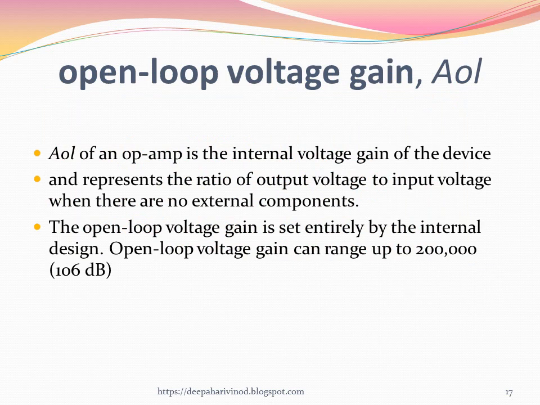Open loop gain, AOL. AOL of an op-amp is the internal voltage gain of the device and represents the ratio of output voltage to the input voltage when there are no external components. That is, it is the ratio of output voltage to the input voltage when there are no external components. The open loop voltage gain is set entirely by the internal design. Open loop voltage gain can range up to 20 × 10^5, that is 106 dB.